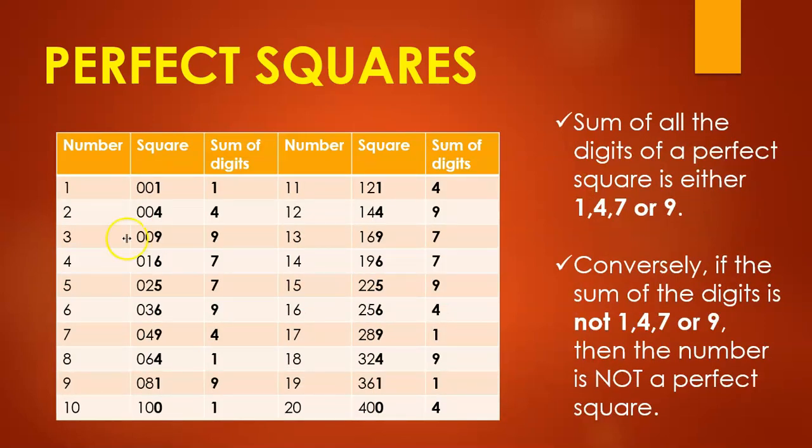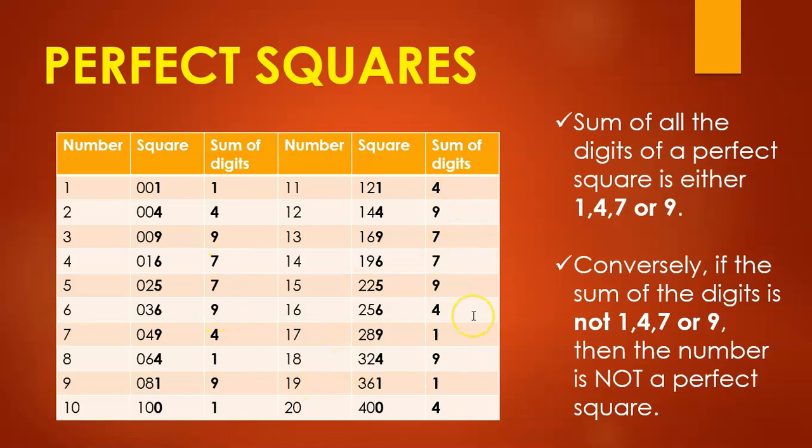What else do we see? Or what else can we find out? So when we add each of the digits of a square, what does it add up to? It adds up to 1 or 4 or 7 or 9. As you see from the table here, for each of these perfect squares, the sum of the digits equals either 4 or 7 or 9 or 1.